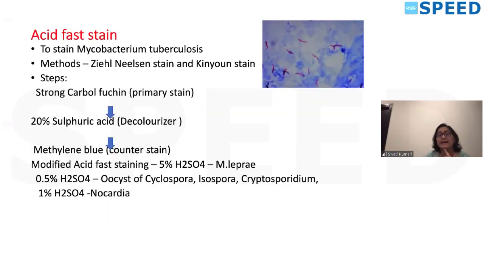Coming to the next, acid fast staining. Acid fast staining is a staining technique which we use for diagnosis of Mycobacterium tuberculosis. In acid fast staining, we have Ziehl-Neelsen staining and Kinyoun staining. Ziehl-Neelsen and Kinyoun staining are types of acid-fast staining. In Ziehl-Neelsen, we use heat. In Kinyoun, we don't use heat, so we call it the cold method of acid-fast staining.